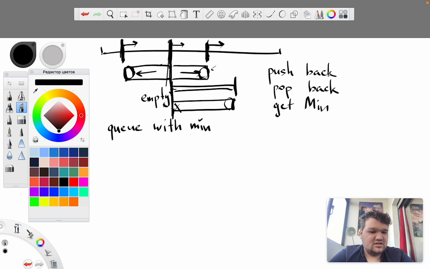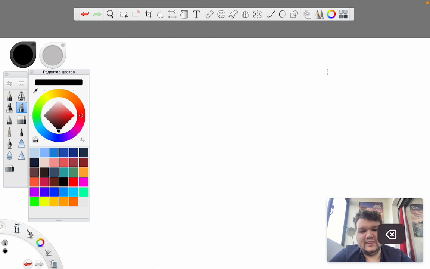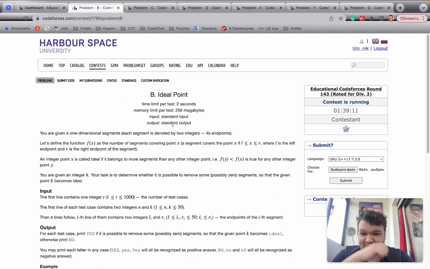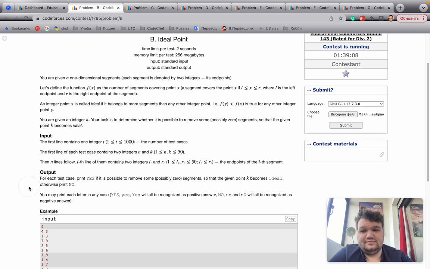And that's a nice data structure, which is actually used in competitive programming. There are problems that use this. Basically, if you need to do two pointers and maintain the minimum in this window, it's a queue with minimum. So that was problem A. Okay, problem B. We have segments on the line. F of x is the number of segments covering point x.